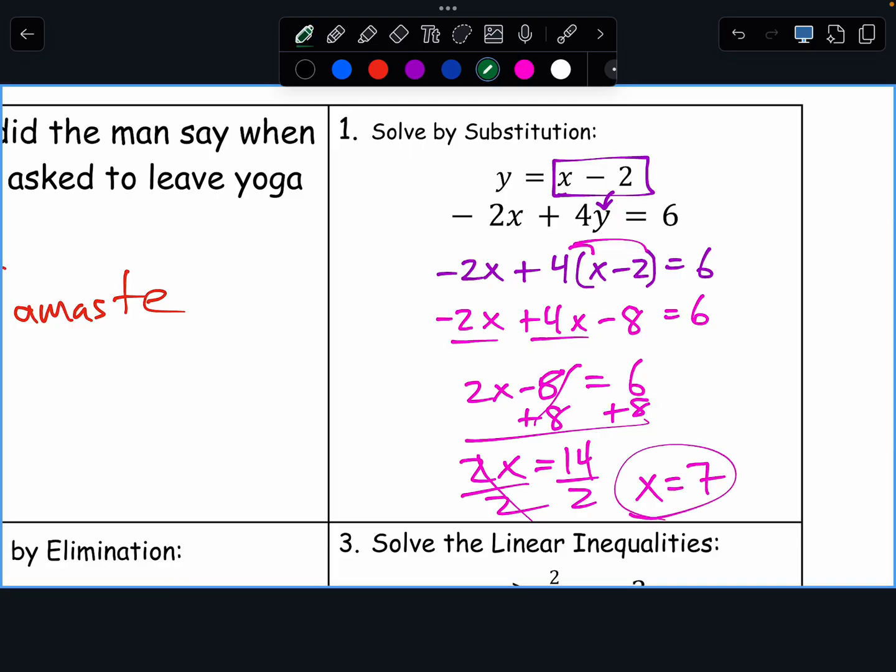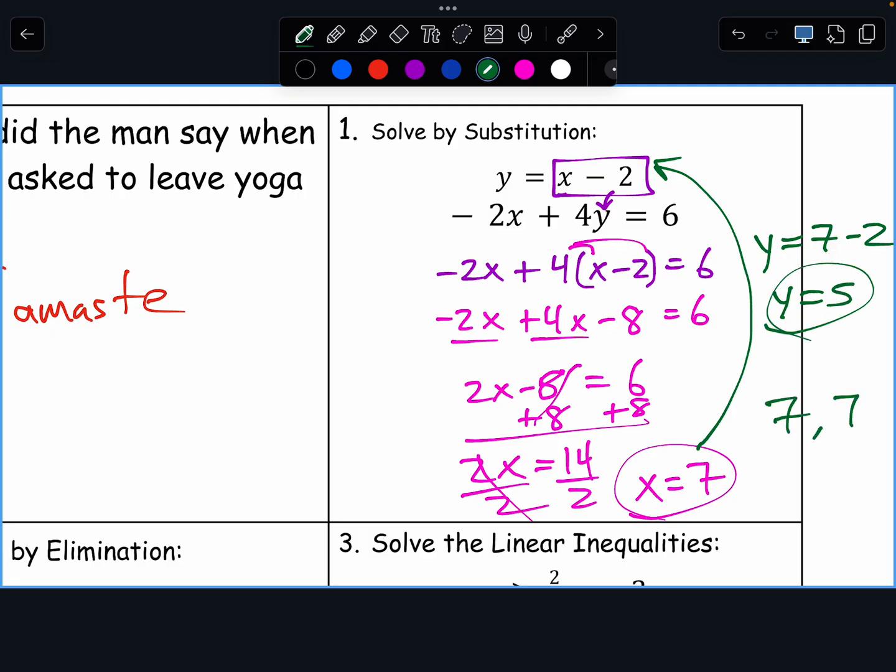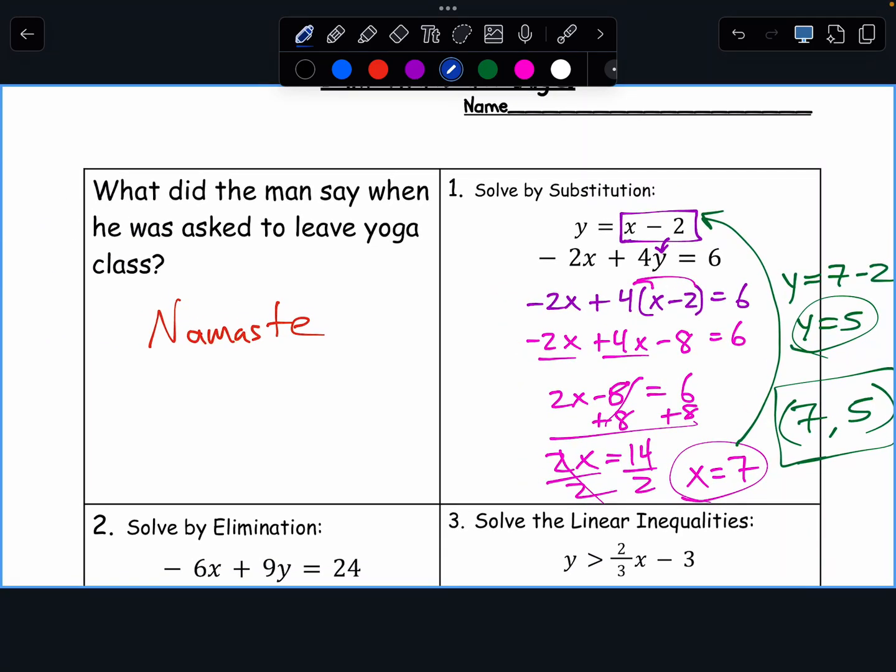To finish it out, I take that back up to one of those equations. Again, it doesn't matter which one, but the top one looks a little easier. So 7 minus 2, which is 5. So final answer, 7, 5. Okay, so that's substitution.